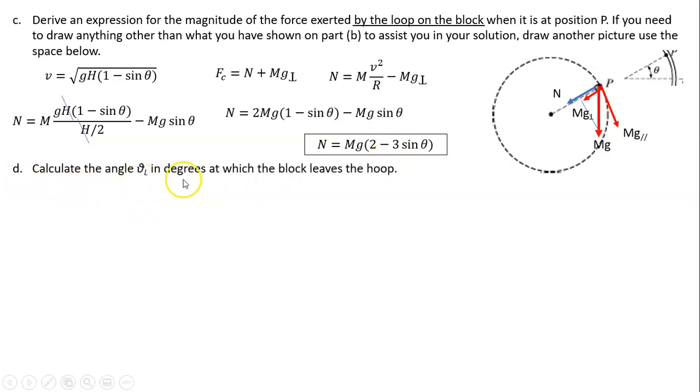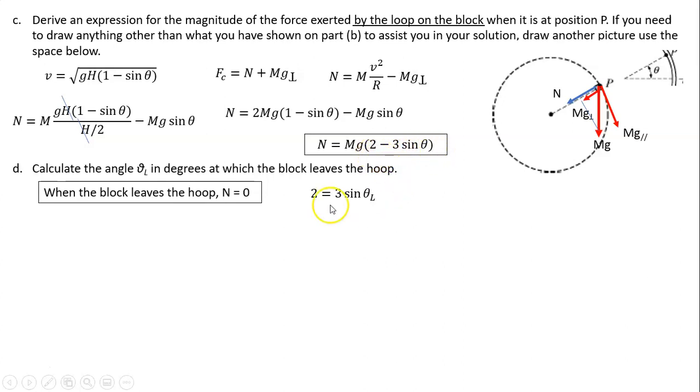Part D, calculate angle theta L in degrees at which the block leaves the hoop. When the block leaves the hoop, what does that mean? That means you don't have any more normal force. Normal force is 0. Look, mg is not 0. That means 2 minus 3 sine theta has to equal 0.